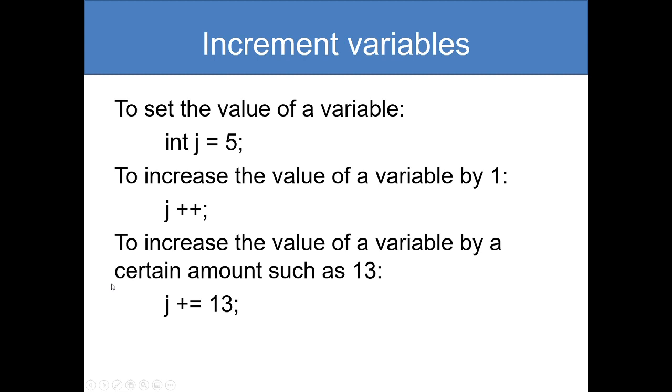Additionally, we can increase the variable by a certain amount each time, such as, let's say, 13, using this j += 13, and really it's the plus equals that we're looking at here. This plus equals says plus and equal to what we were before. So we set j equal to whatever j was before, plus 13.